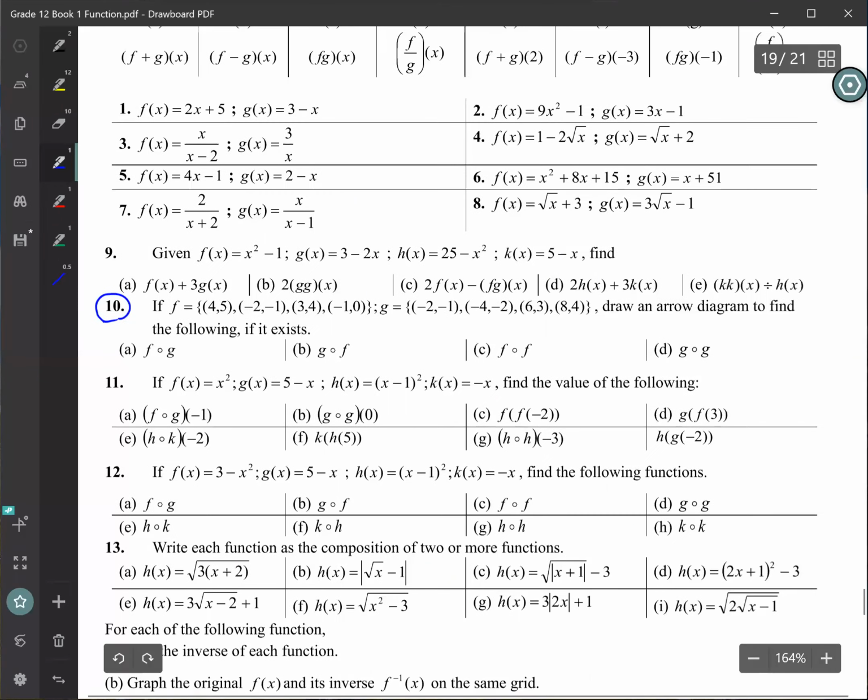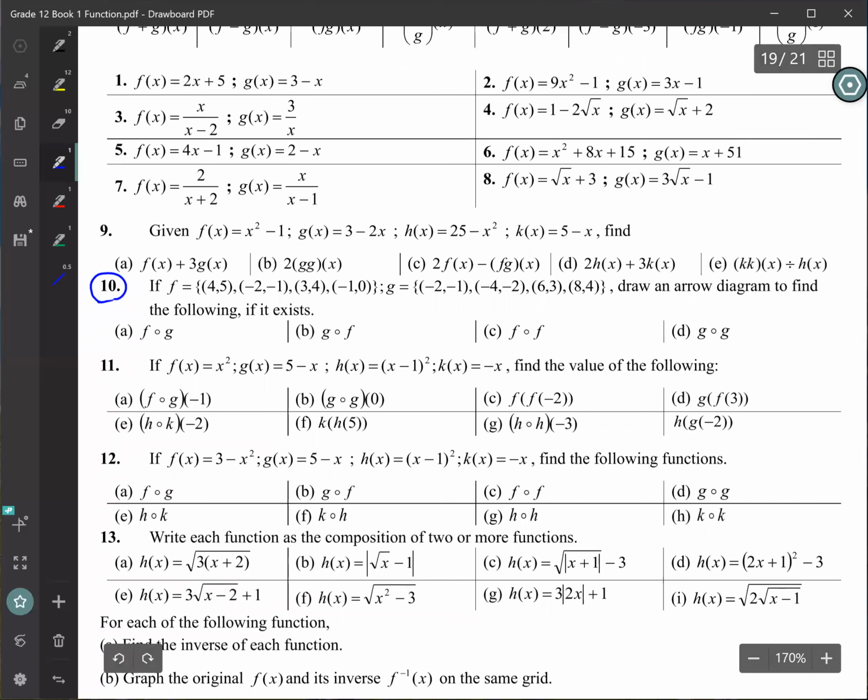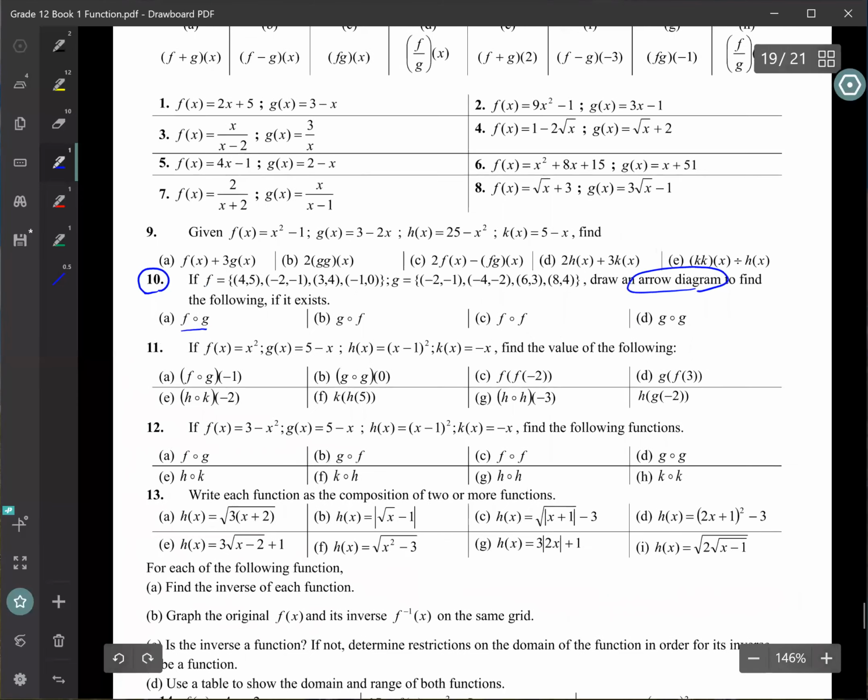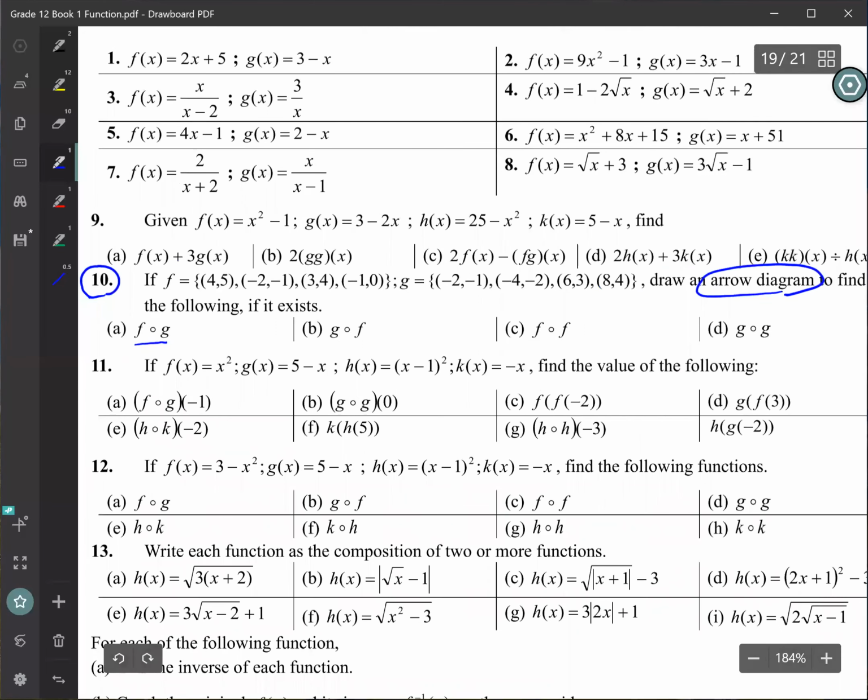Okay, here it tells you that F is a bracket: (4, 5), (-2, -1), (3, 4), and (-1, 0). G is that. Draw an arrow diagram to find the following if it exists. I can explain a little bit on question A first.